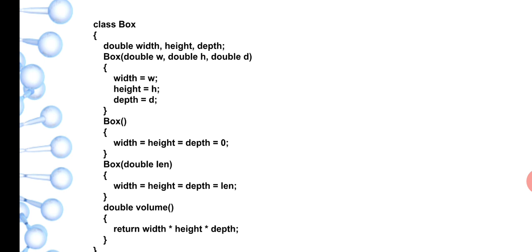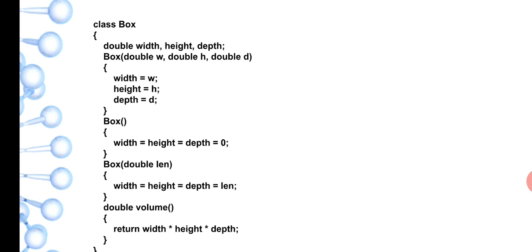What is the second constructor? This second constructor is just Box, and you are not taking any parameters here. What you do is set width equal to height equal to depth equal to 0. That means you are assigning 0 to width, height, and depth using the second constructor. The third constructor takes one parameter of type double, with the name len. Whatever value sits in len will be initialized to width, height, and depth simultaneously.